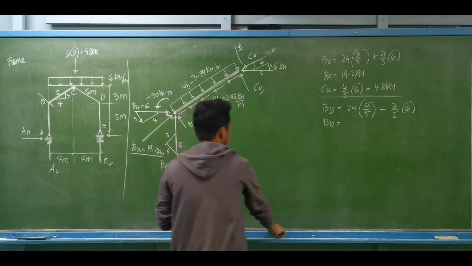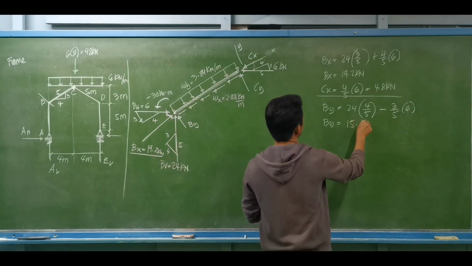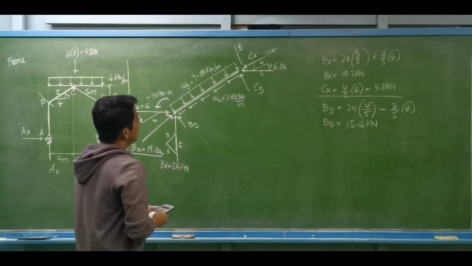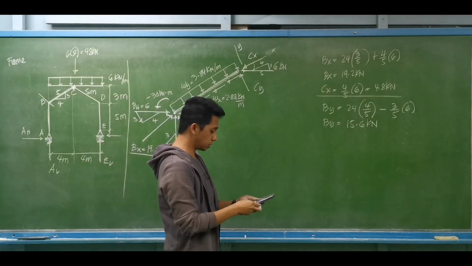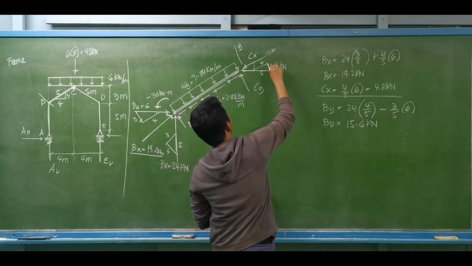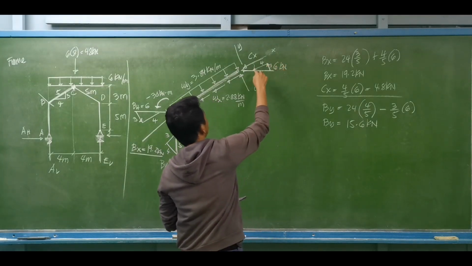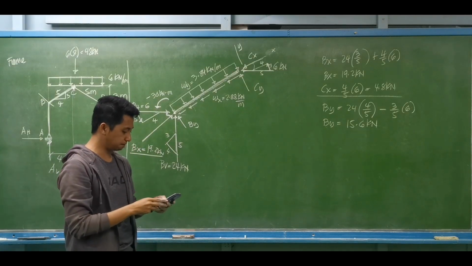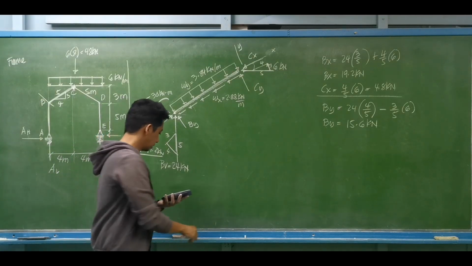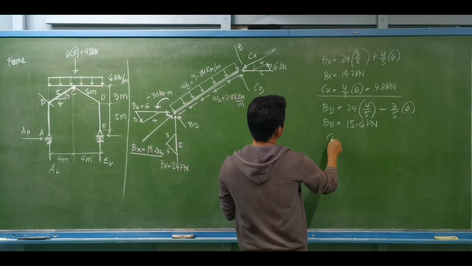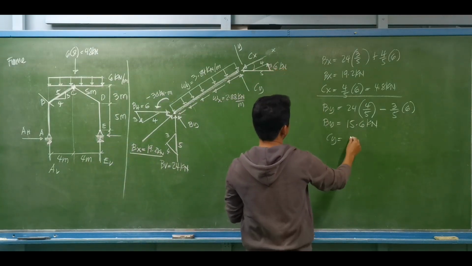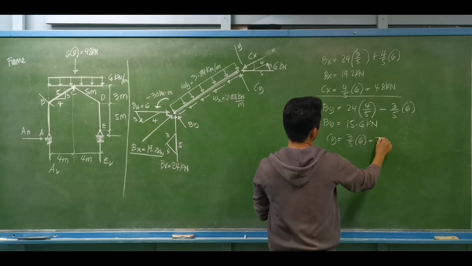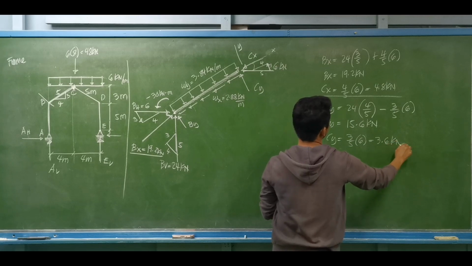That will be equal to 15.6 kilonewtons. Then we may check this 6 kilonewtons. Its component perpendicular is the same, that is 3 over 5. So for 6 of y, that is 3 over 5 of 6, and this is now equal to 3.6 kilonewtons.